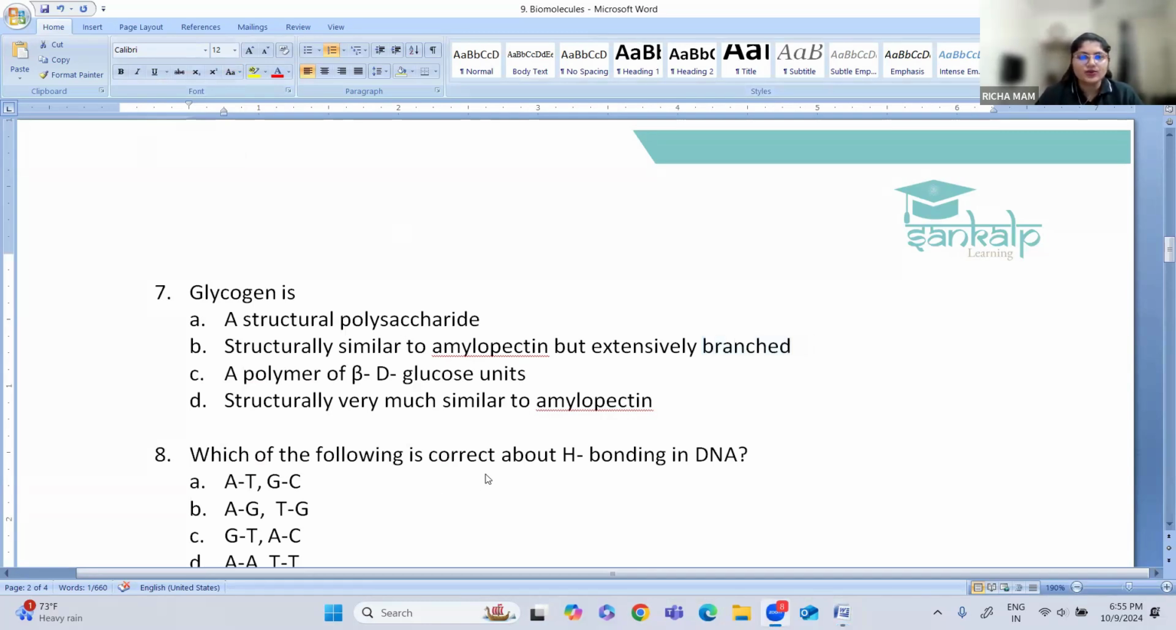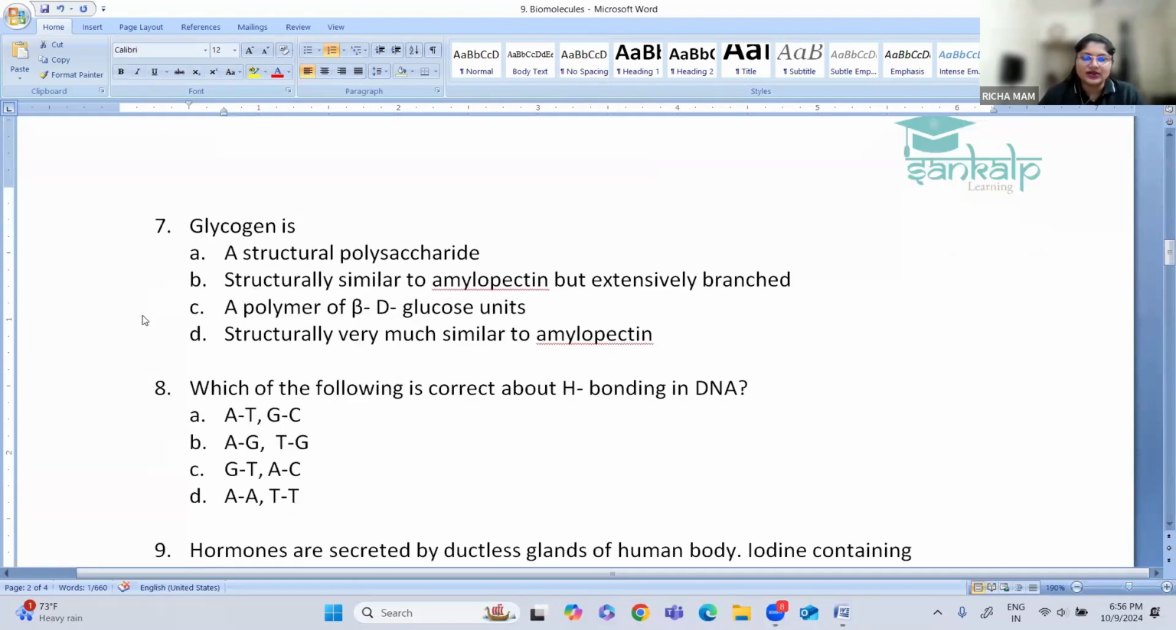What is glycogen? It is the animal starch, right? And how is the structure? Its structure is similar to that of amylopectin, right? But what is the difference between glycogen and amylopectin?